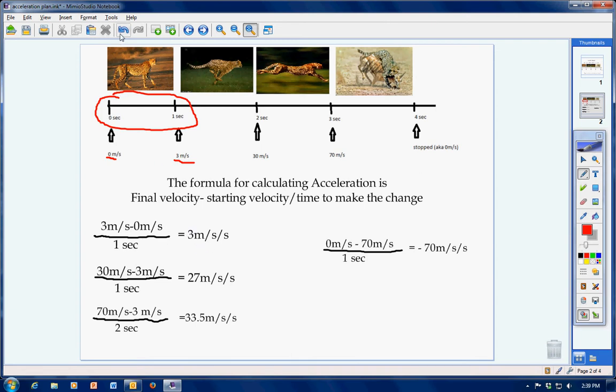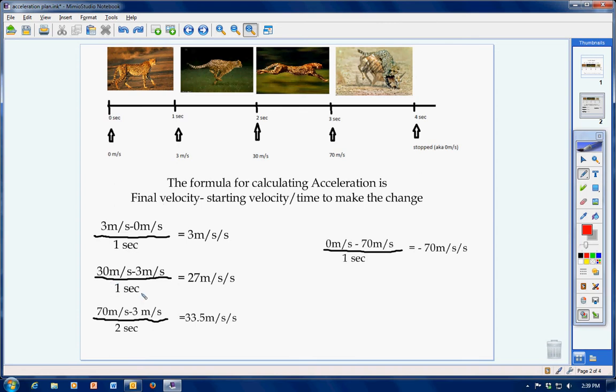Now that is a positive number because this cheetah is getting faster. And it's important to notice that it has to be the final velocity first. Otherwise, you end up with a negative number, and that means something else.